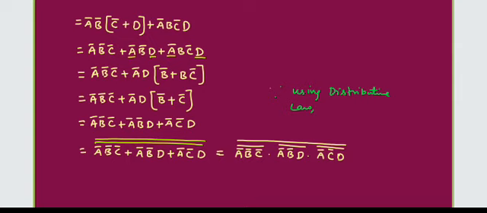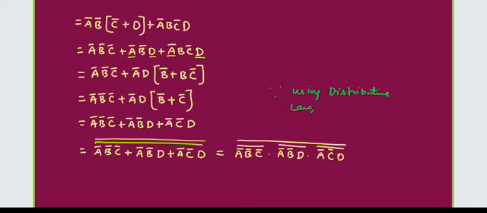A bar D I have taken. Then inside the bracket what we have? B bar plus BC bar. So here I can apply distributive law. If I apply distributive law, it gets simplified into B bar plus C bar. So just multiply A bar D inside with B bar and C bar.